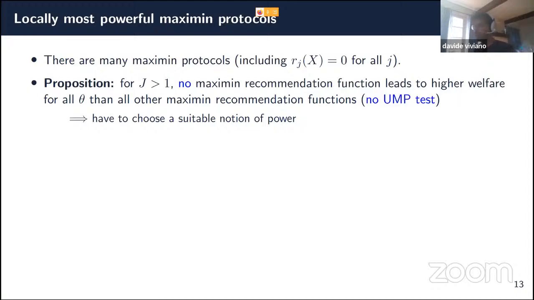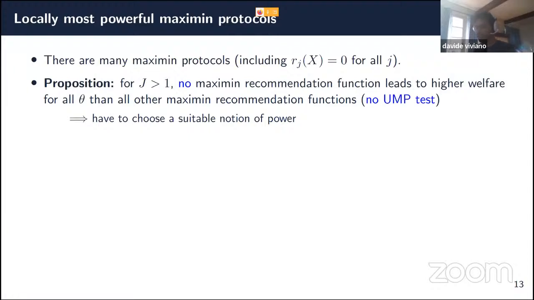Now, of course, we want to rule out this type of trivial protocol, and we would like to find a protocol in the class of max-min rules which uniformly dominates all other protocols for all possible parameters. We know that that's possible whenever J is equal to 1, that is, whenever we only test one single treatment. However, it's not possible whenever J is greater than 1, as we show in a proposition. That is, in the next proposition, what we show is that there exists no max-min recommendation function which uniformly outperforms all other functions across all possible parameter configurations.